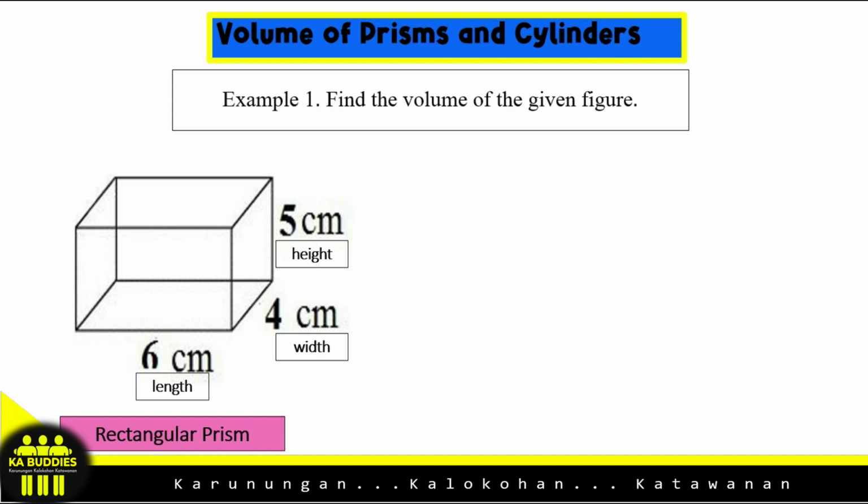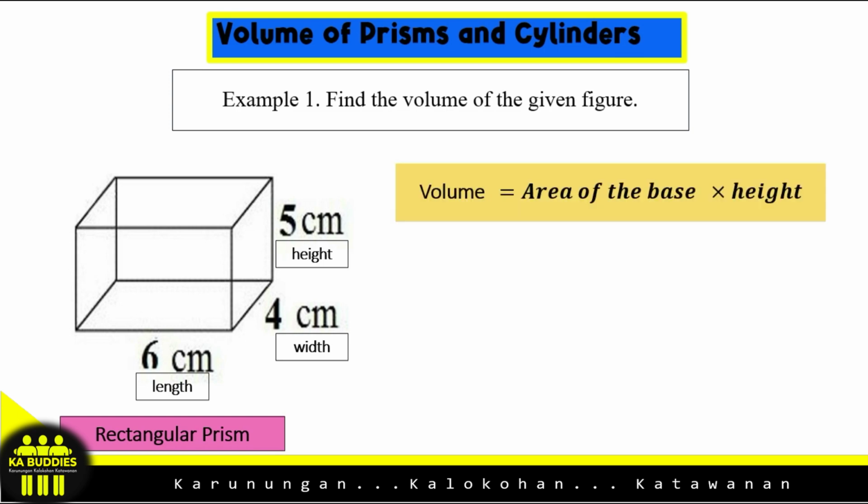Now, let us write the formula for the volume. We have area of the base times height. Since we have rectangular prism, our base is rectangle. And what is the formula in finding the area of a rectangle? Very good. The area of a rectangle is equals to length times width. And then let us copy the remaining solution, which is times height.